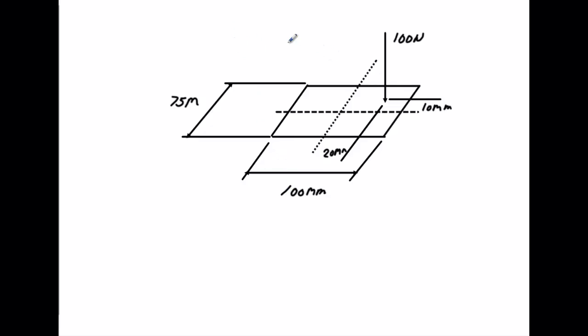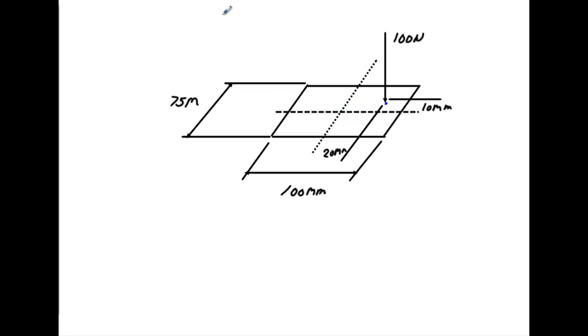Okay, this is a unique problem I made up. Here I have 100 newtons, but it's being applied at a point. Now the point here is going to be not on any of these axes that run through the centroid.